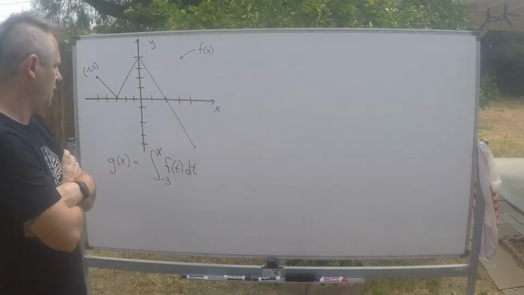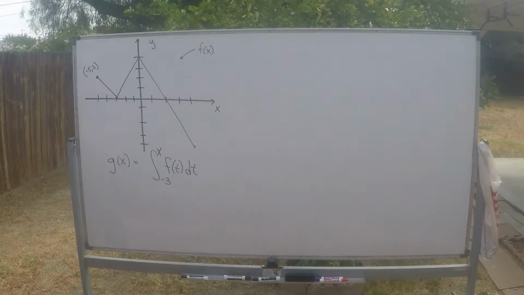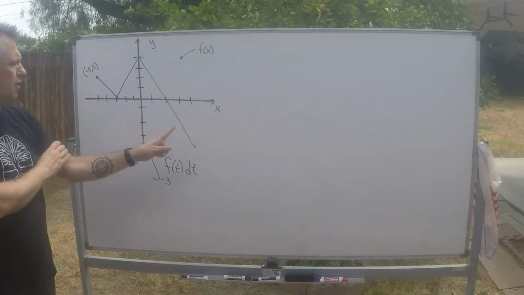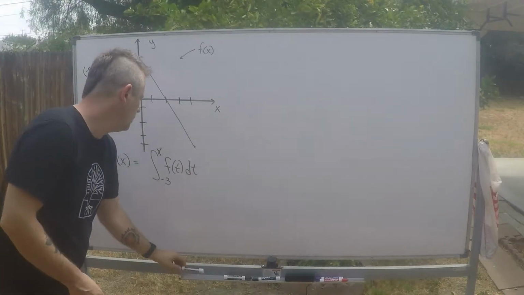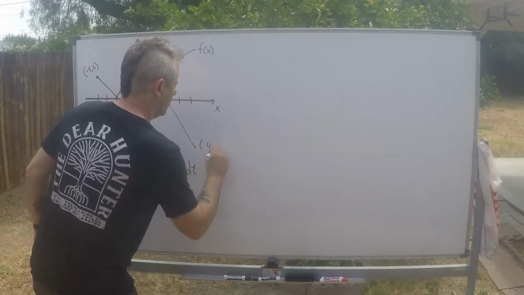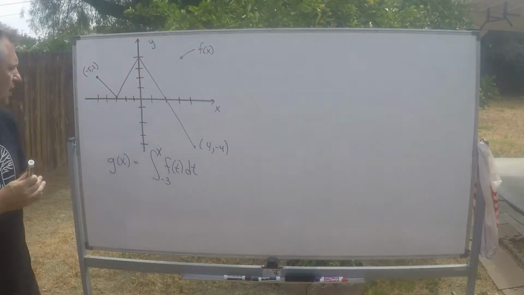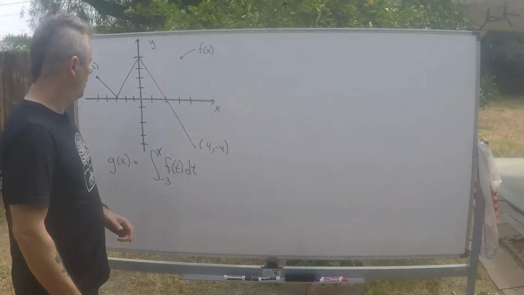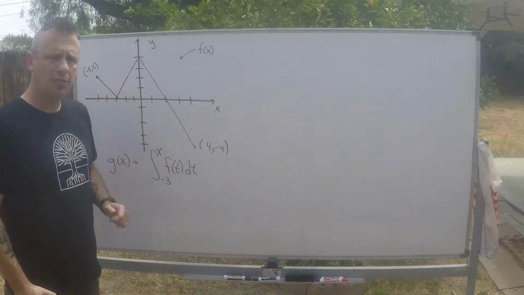So to set up the problem is this. We have this function f of x, which is defined from -5 all the way up to 4. This point right here is (-4, -4). It's a continuous function. You can see that it's a piecewise function. It's made up of 3 lines.